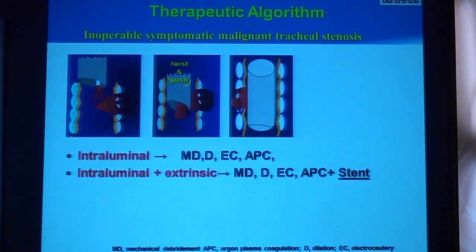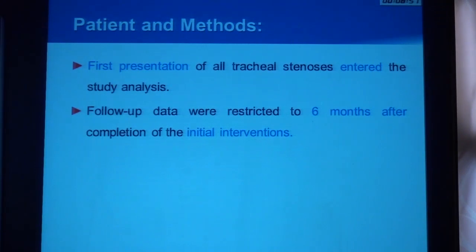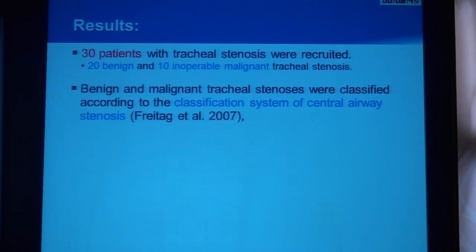In cases of inoperable symptomatic malignant tracheal stenosis, if it's intraluminal, we do mechanical debridement, dilatation, electrocautery, argon plasma. In intraluminal extrinsic, we may add a stent as well. We take a patient at first presentation and follow up the patient after 6 months from the completion of the initial intervention. There were 30 patients with tracheal stenosis, 20 benign and 20 inoperable, and we classified them according to the Freitag classification of central stenosis.